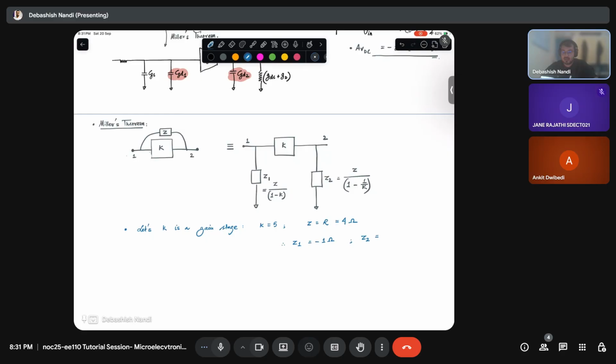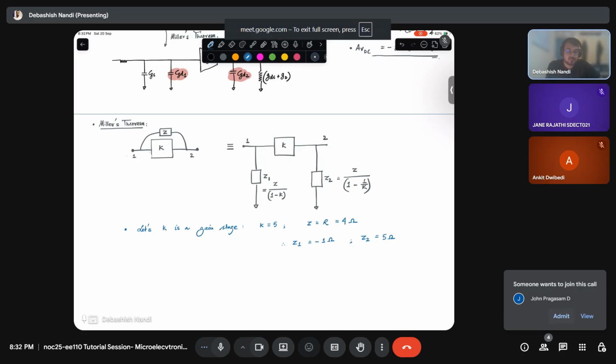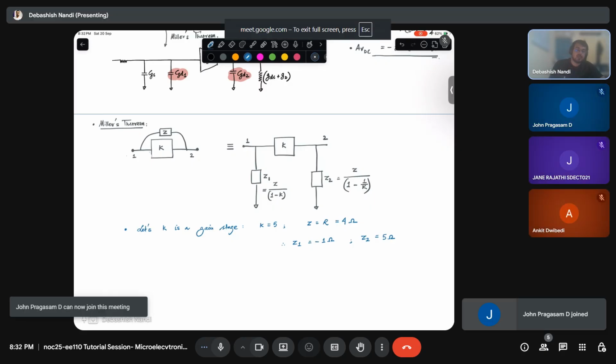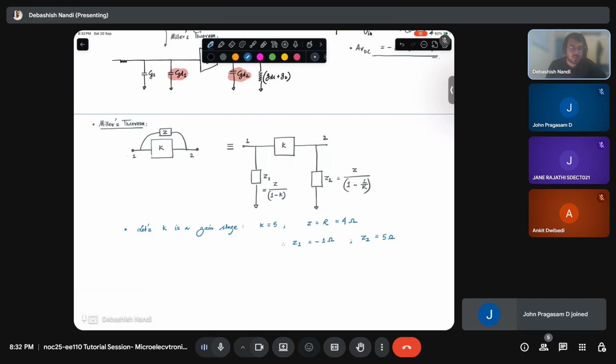So 5 ohm, right? Z is 4, right? K is what? K is 5, 1 by 5 is 0.2, 1 minus 0.2 is 0.8. So 4 by 0.8 is equal to 4 into 1.25, which will be 5, right?